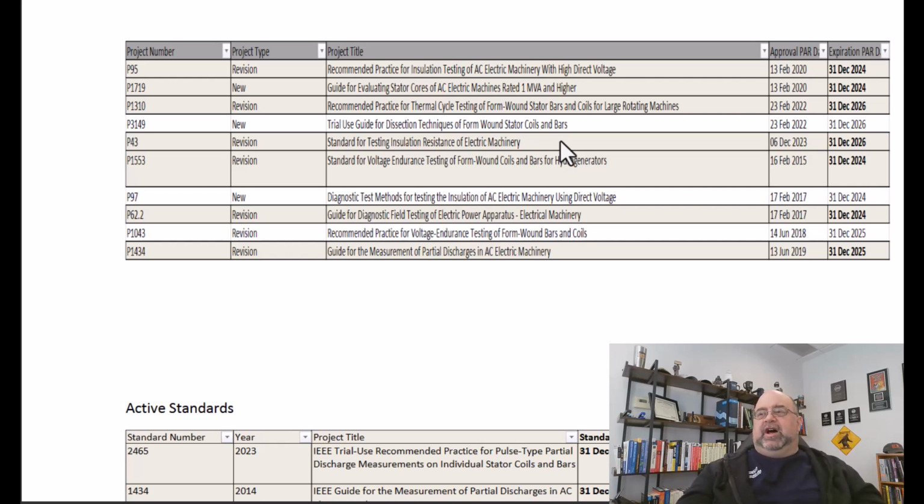Okay, so the next one, 1553. This is primarily for hydro generators. This is endurance testing of form-wound coils. Well, they're slightly different shape than a standard form-wound coil. So we have different stuff going in for that. I'm not as involved in that one.